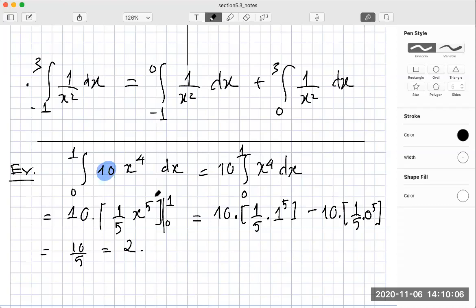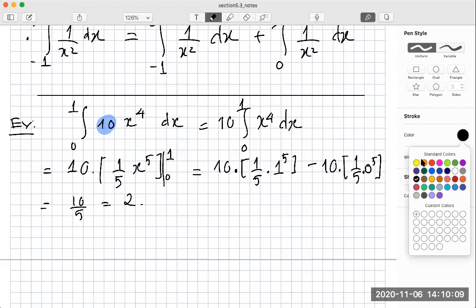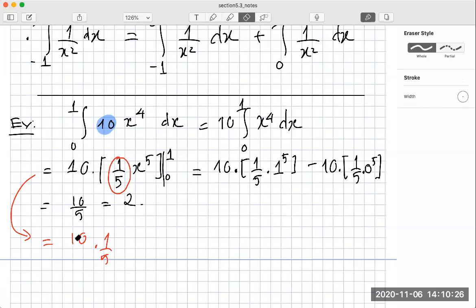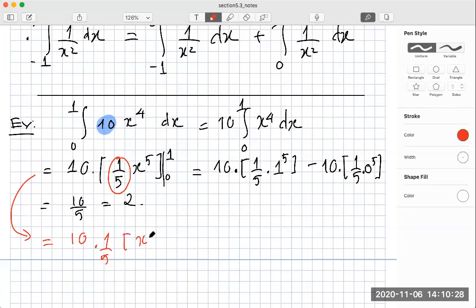Or, now when we do it many times, you can do it this way. This is a constant, we can take it out of this guy. 10 divided by, multiply with 1/5, x to the 5 from 0 to 1, right? Then we simplify this parameter first. What is it?